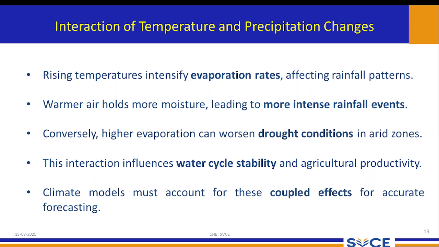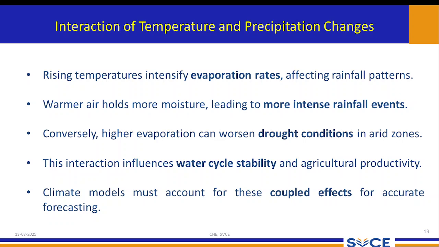Interaction of temperature and precipitation changes. Rising temperatures intensify the evaporation rate, affecting rainfall patterns. So if the evaporation rate is increasing, obviously the rainfall will be more. Compared to normal rainfall, there is an increase, so there is a change. That is what they mean by affecting the rainfall pattern. Warmer air holds more moisture, leading to more intense rainfall events.